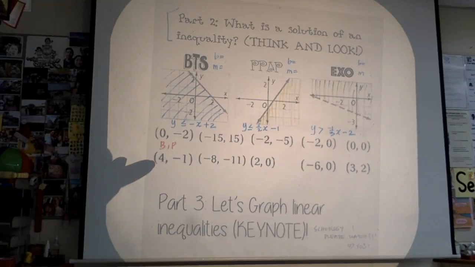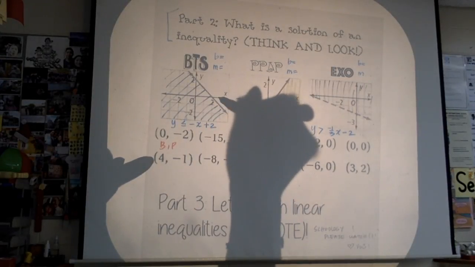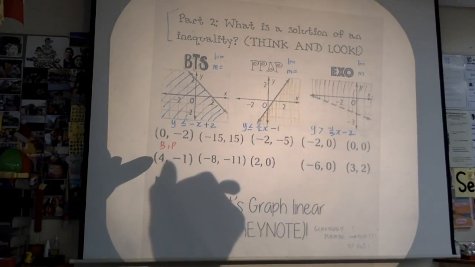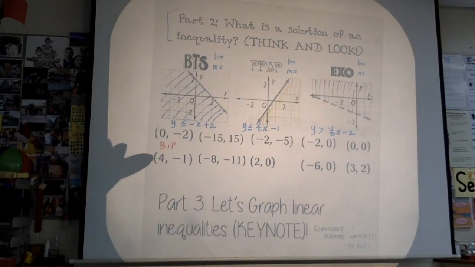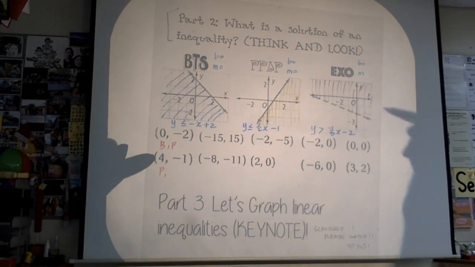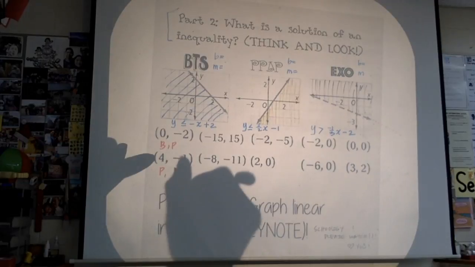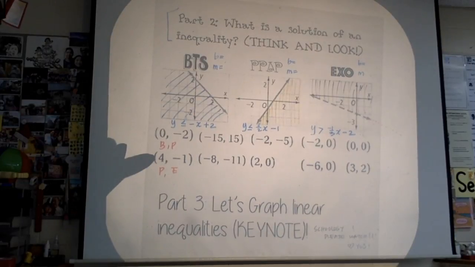How about 4, negative 1? Let's go 4 over, 1 down. Nope, it doesn't belong to the first one. How about the second? 4, negative 1, of course it does. And the third, yes, it's going to. We don't need to finish this one, because you know that this line is going to go on forever this way. So we know for sure it belongs to the third. Do you see how we're doing this?